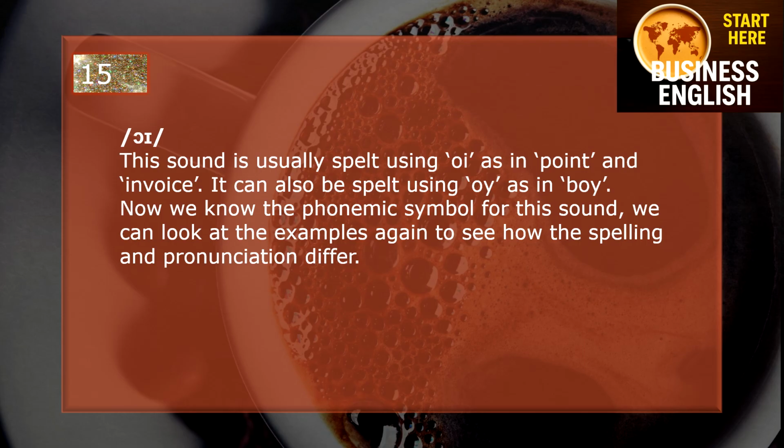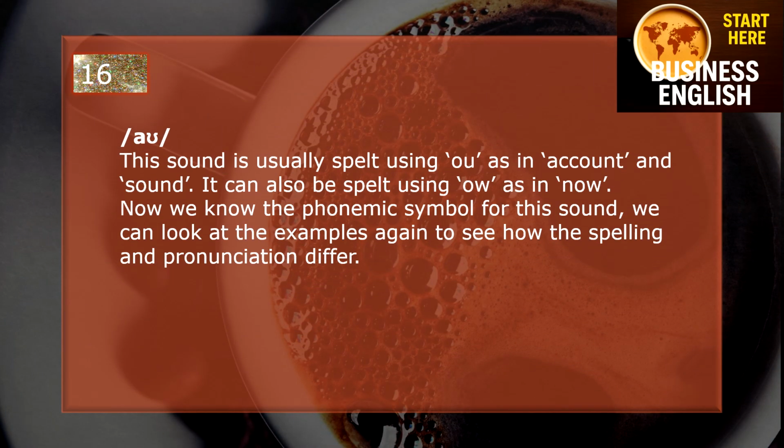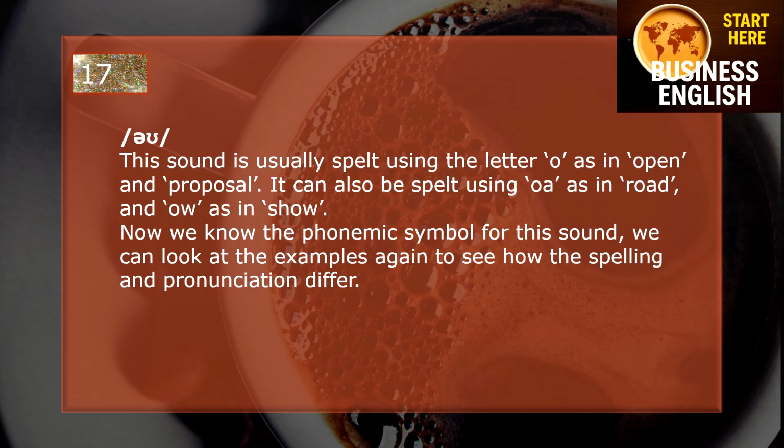This sound is usually spelled using OI, as in point, and invoice. It can also be spelled using OI, as in boy. This sound is usually spelled using OU, as in account and sound. It can also be spelled using O, as in now. This sound is usually spelled using the letter O, as in open and proposal. It can also be spelled using OI, as in road, and O, as in show.